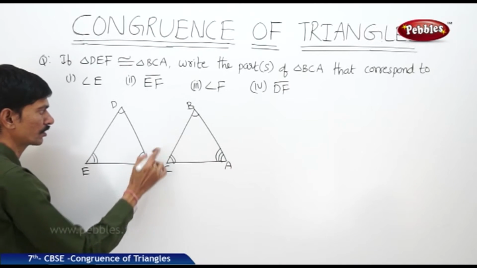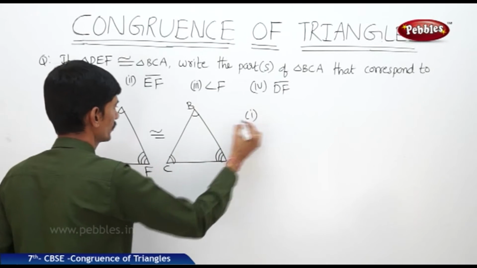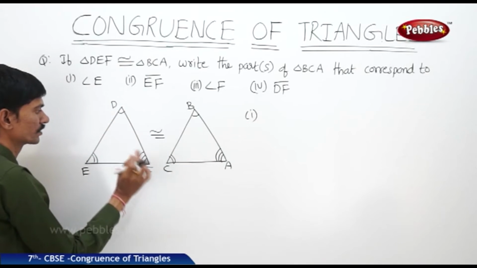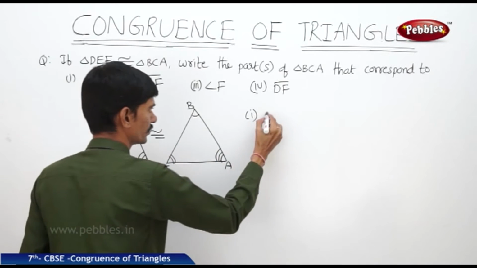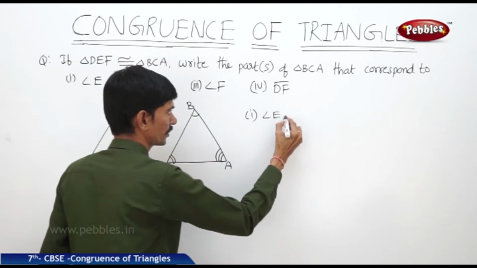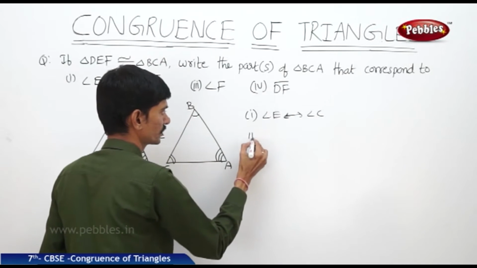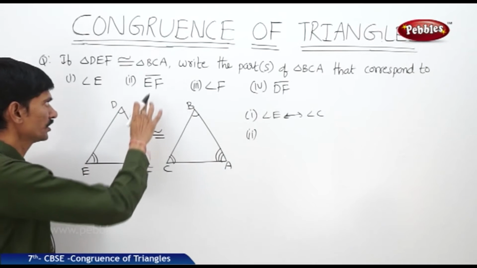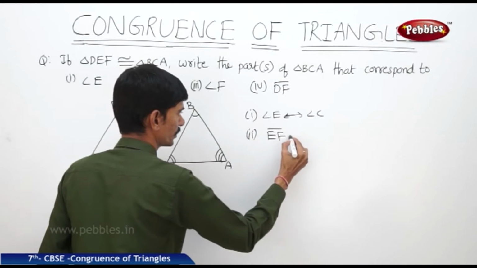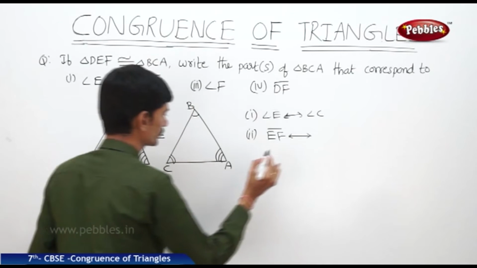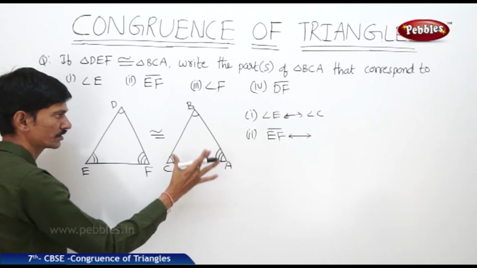Now if the two triangles are congruent to each other, the first question: angle E corresponds to what? See here, angle E corresponds to angle C. So we can write angle E corresponds to angle C. The second question: the line segment EF corresponds to, in the first triangle, CA. We can write CA.